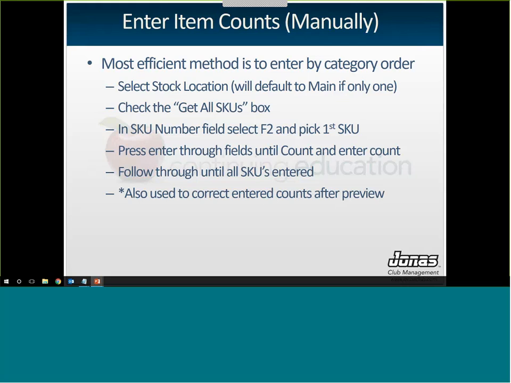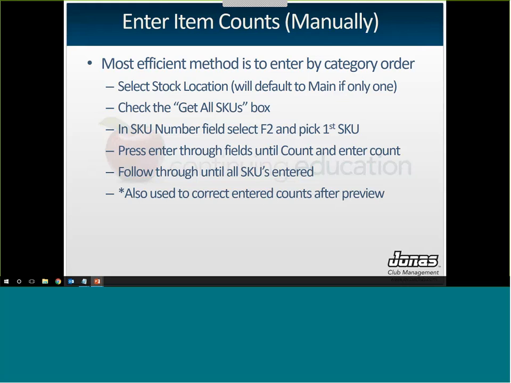The most efficient way to do it is by category order. So when you're going into that screen, you'll choose your club, your area, and you'll select by category. And then you can go ahead and select your stock location. So if your club only has 1, it will default to main. You won't have to select that at all. What we recommend is to check off that Get All SKUs box. So what that means is it will, once you choose the first SKU that you'd like to enter a count for, you can actually just continue to hit Enter, and it will do the next SKU in numeric order.